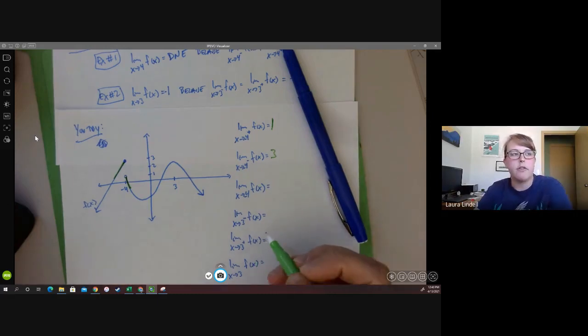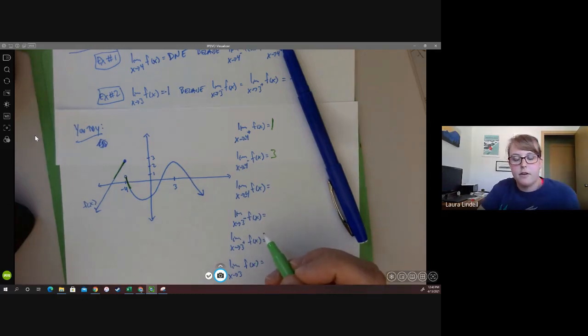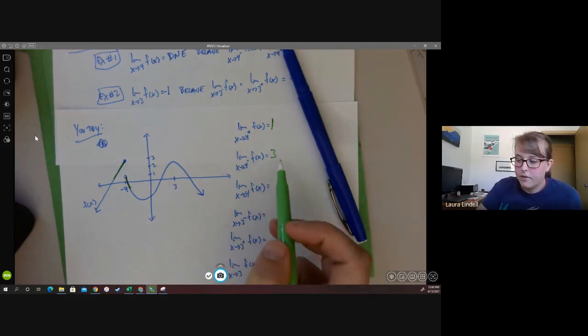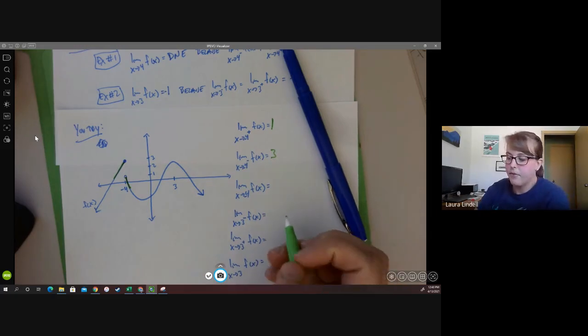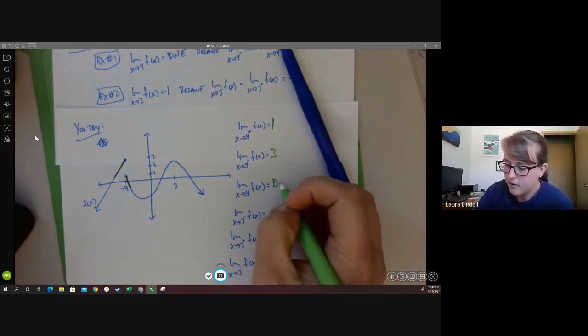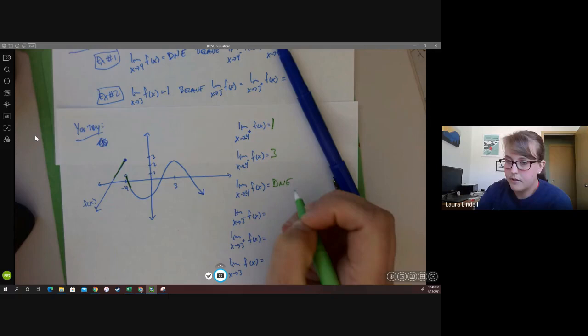What about overall for this one? Does not exist. Yeah, because our right limit and our left limit are two different things. The overall limit does not exist.